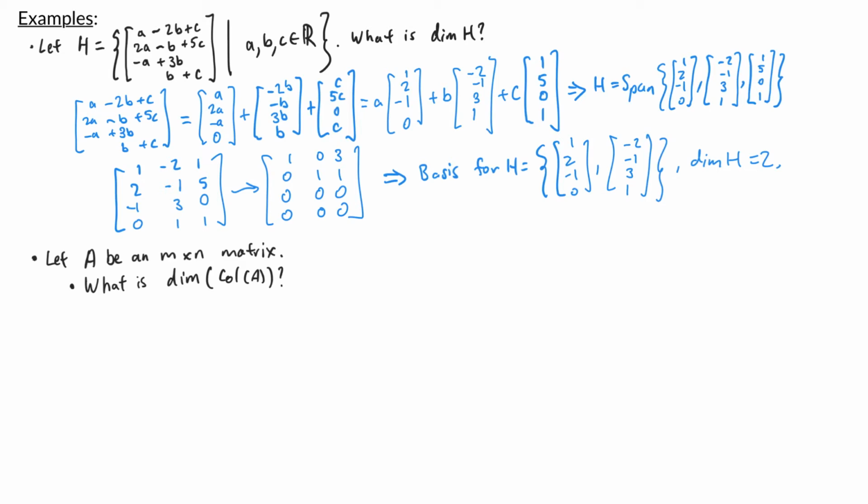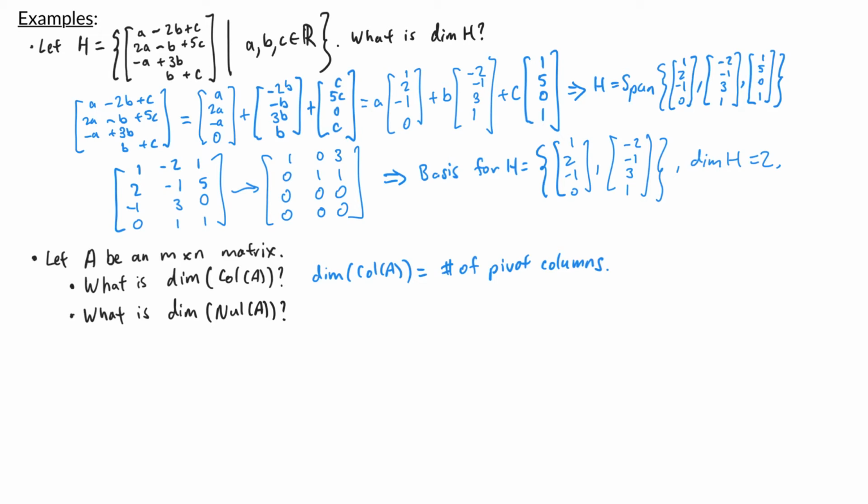Let A be an m by n matrix. What is the dimension of the column space of A? Now let's think back to how we found the basis for the column space. In general, the column space of a matrix is the span of each of the column vectors. But there might be some linear dependence there. So what we did was we row reduced it, and in the end, the vectors that corresponded with the pivot columns were a basis for the column space of A. So whenever I have an m by n matrix, the dimension of the column space is the number of pivot columns of that matrix.